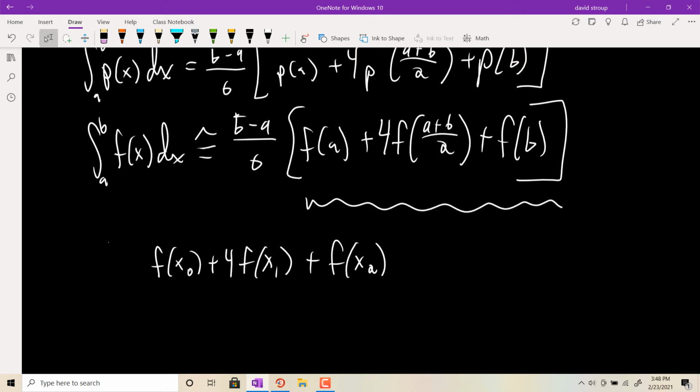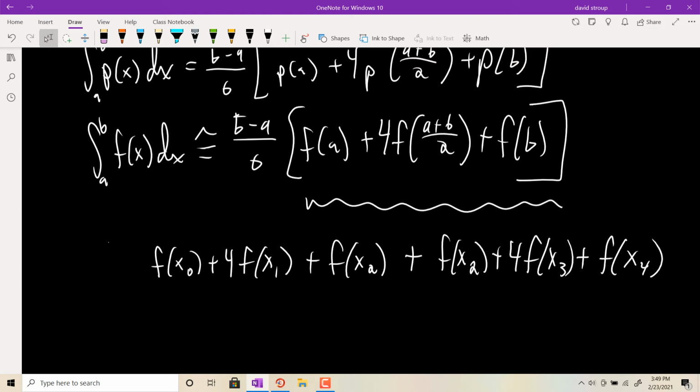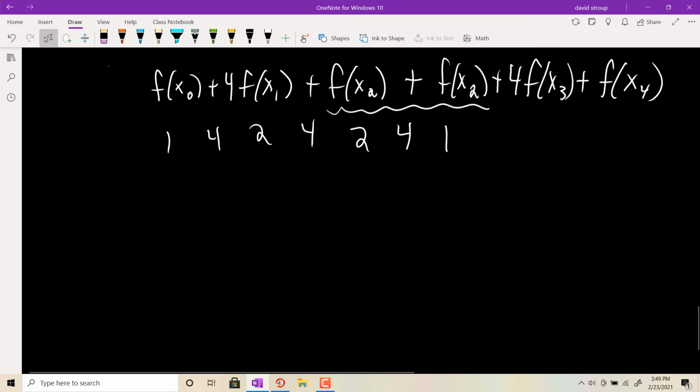And then you would go plus f of x sub 2 plus 4f of x sub 3 plus f of x sub 4. Right, so you would get these guys bunching and so on. So the pattern on these functions is always going to be 1, 4, 2, 4, 2, 4, 1. Okay, and in general, I'll just give you the formula, and if you want to get more involved, you can read the explanation in the book.